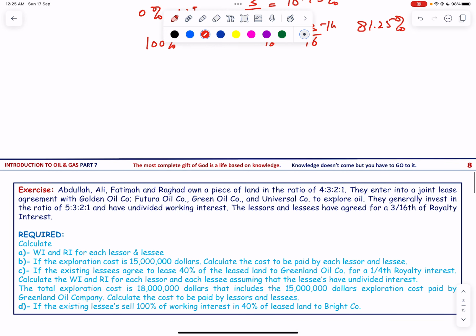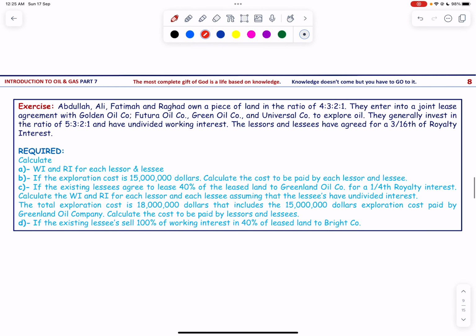Let us solve another exercise now. Abdullah, Ali, Fatima and Raqad own a piece of land. They enter into a joint lease agreement with Golden, Futura, Green and Universal to explore oil. They generally invest in this ratio and have undivided working interest. The lessors and lessees have agreed to a 3/16th royalty interest, and we have to calculate the working interest and royalty interest for each lessor.